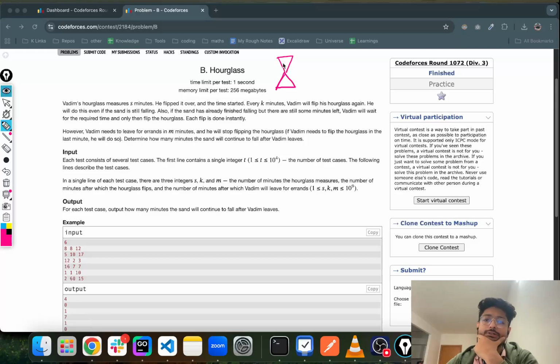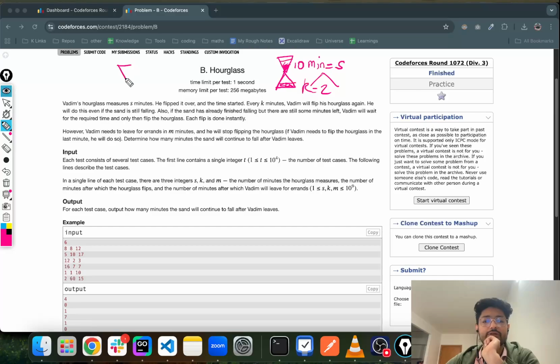So let's assume that there is some sand here. It takes 10 minutes, that is S, to actually fall from here to here. But after every k minutes, he flips it. Now there are two cases. If k is less than this, let's assume k is 2, which means that he will keep on flipping it after 2. So whenever 2 minutes of sand has collected, he'll just flip it.